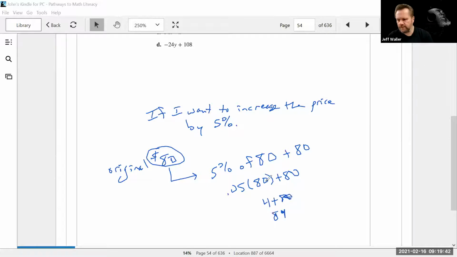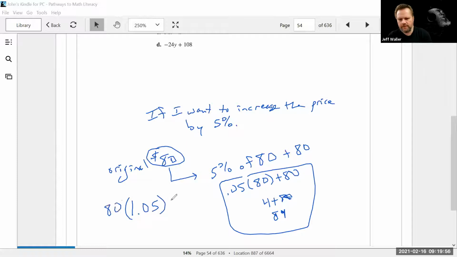Kind of a shortcut to do all this is to do one whole thing plus 0.05 of that thing. So 1.05 times 80. Somebody do 80 times 1.05. What do you get? So it's like one whole 80 plus 0.05 of 80. What is 80 times 1.05? 84. I like it. So that's a shortcut.